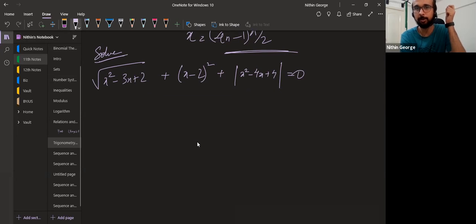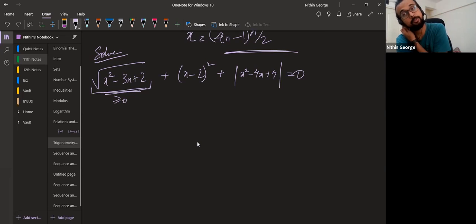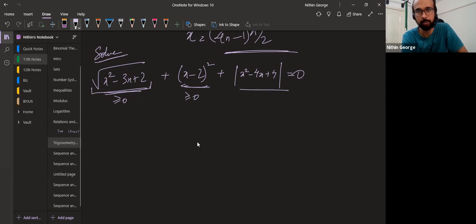All right. So you have to understand that this is a root term. Anything coming out of a root will be non-negative, greater than or equal to 0. Now, this is a perfect square, so this also should be greater than or equal to 0. This is a modulus, so this is also greater than or equal to 0. Now, for the sum of these three parts to become 0, you need each of these parts individually to be exactly equal to 0.